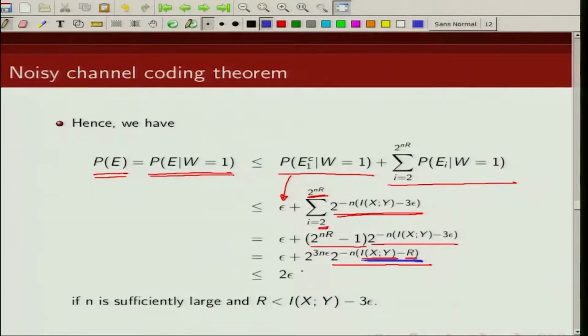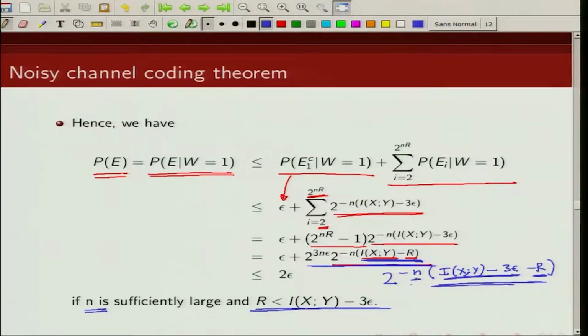So if n is sufficiently large and our rate is less than the mutual information, you can combine this as 2 raised to the power minus n (mutual information minus 3 epsilon minus r). This is what you will get. So as long as r is less than this quantity, and epsilon is very small, this term will be positive. For large n, this whole term will go towards 0.